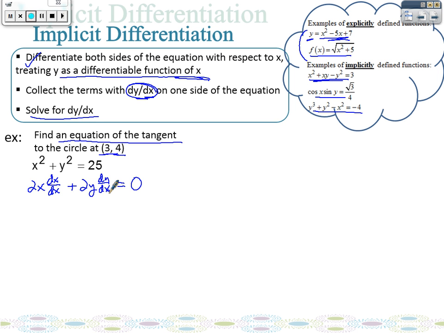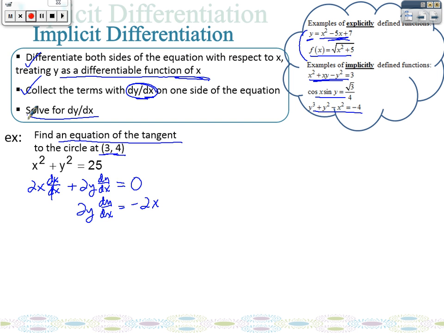All right, step 2 is collect the terms with dy/dx on one side of the equation. And so we basically just have one term in this example. It's kind of nice. So we have 2y dy/dx equals, and I'm going to move, that's just a 1, I'm not going to write that again. I'm going to move the 2x over. So that's step 2, collect the terms with dy/dx on one side.